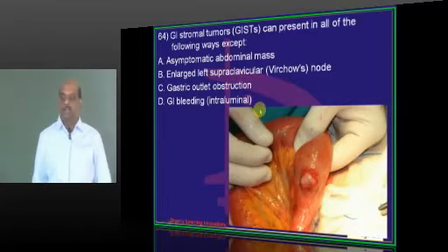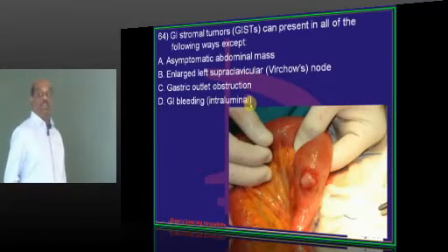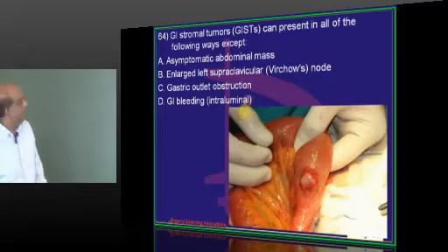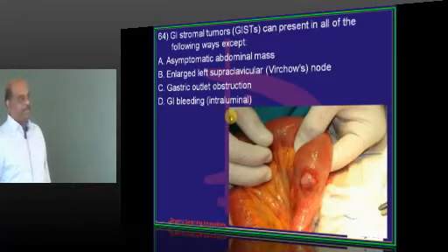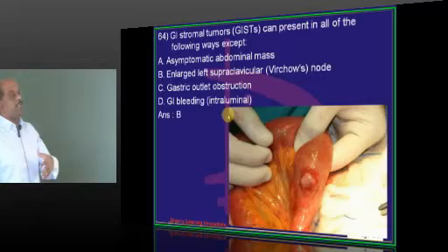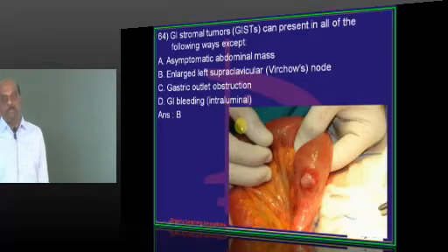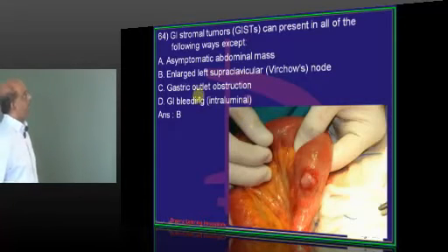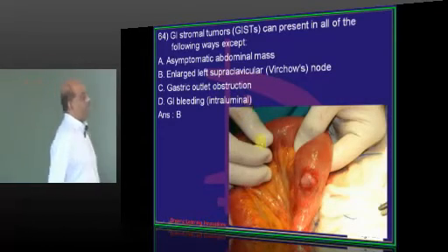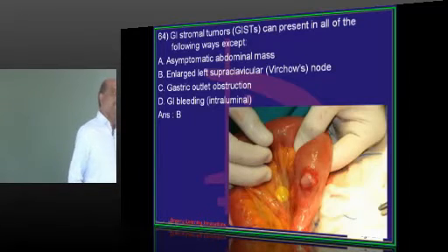What is your answer? I wrote C. You thought C, gastric outlet obstruction. Reasonable to think. But vitreous nodes is more often a feature of the regular carcinoma. Right? So, GIST also can lead to development of outlet obstruction.